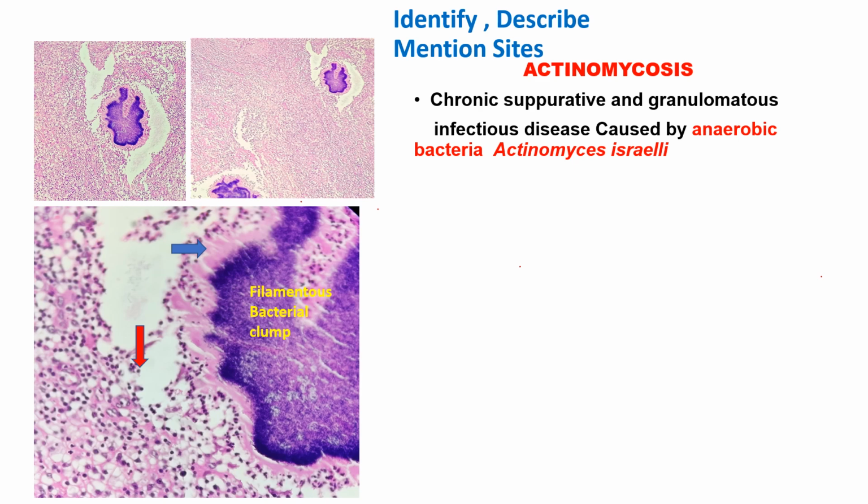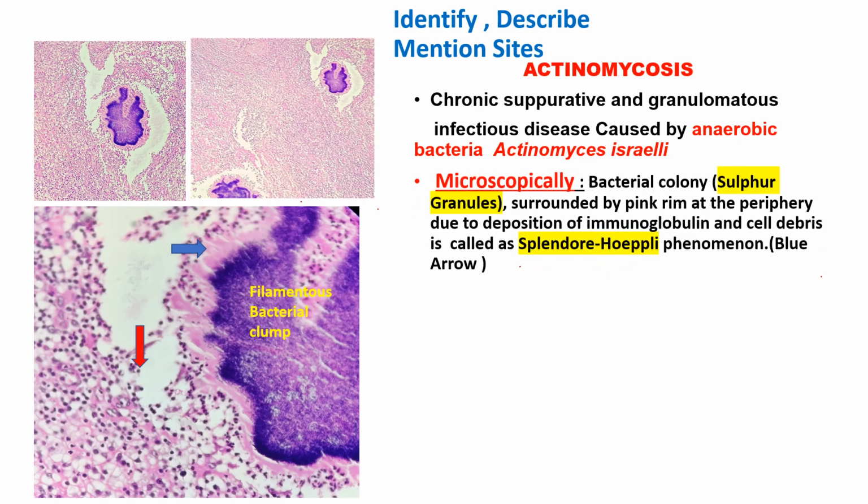Please remember this name, anaerobic bacteria, Actinomyces israelii. Microscopically, the bacterial colony is also known as sulfur granules; on the clinical side there are sinuses and some granular material comes out through the sinuses, on the feet generally.